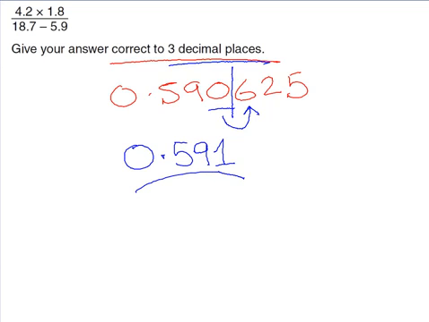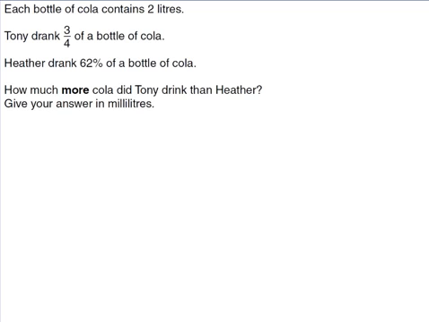So next then, we're going to look at using these skills in context. So if you see a question like this, you've got a calculator with you, don't panic. You just need to underline all the key information and work out exactly what the question's asking you. So the first thing it says is each bottle of cola contains 2 litres. So I'm going to underline that because that's obviously a piece of key information. So we also know that Tony drank 3/4 of a bottle of Coke. So of, remember our keyword of means times. Heather drank 62% of a bottle of cola.